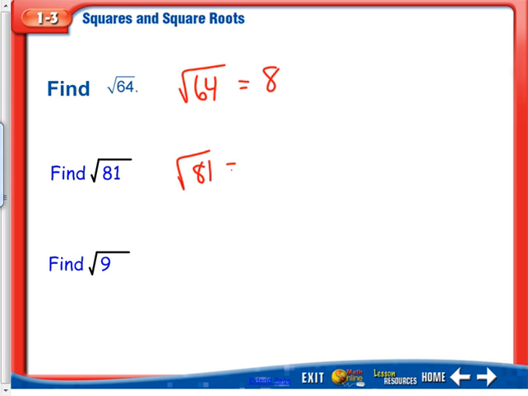Square root of 81 is 9. And the square root of 9 is 3. Okay, so again, we're going backwards. 8 times 8 is 64. So if I take the square root of 64, I get just one of those two 8s. Don't put a squared symbol up here.